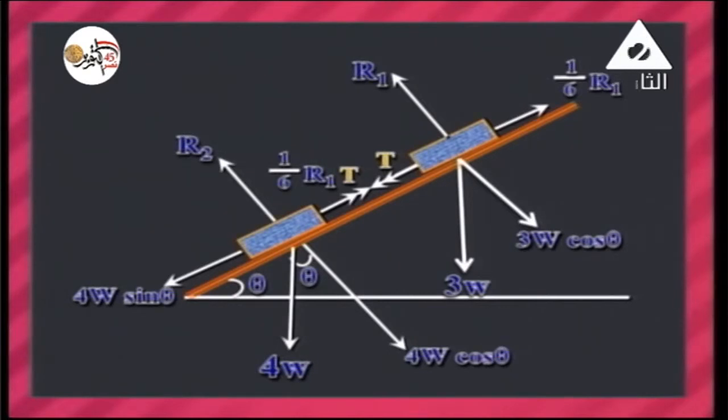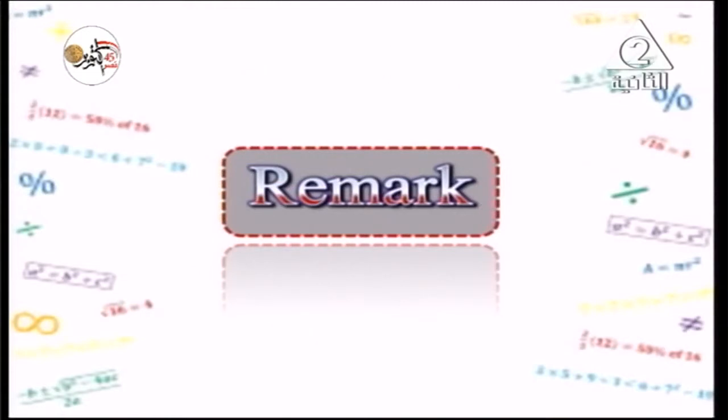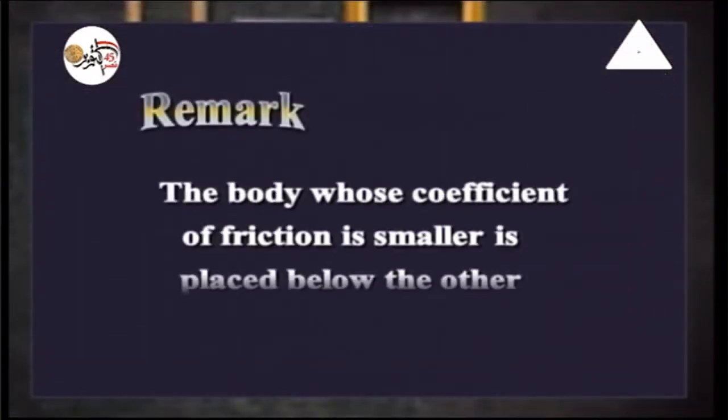Look at this remark, it is very important. The body whose coefficient of friction is smaller is placed below the other. Remark, my dear student, the body with the smaller coefficient of friction, 1/6 or 1/8, 1/8 is smaller, is placed below the other.